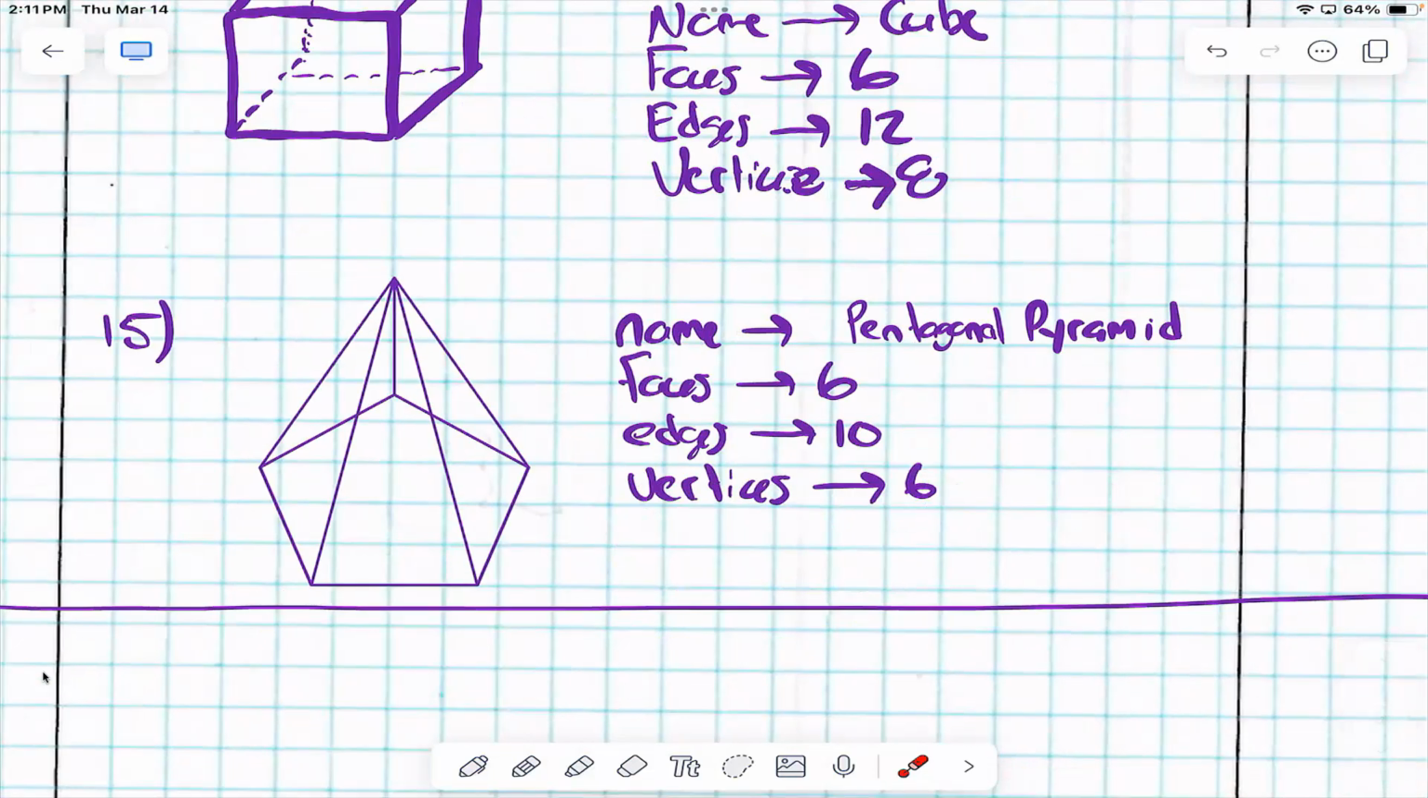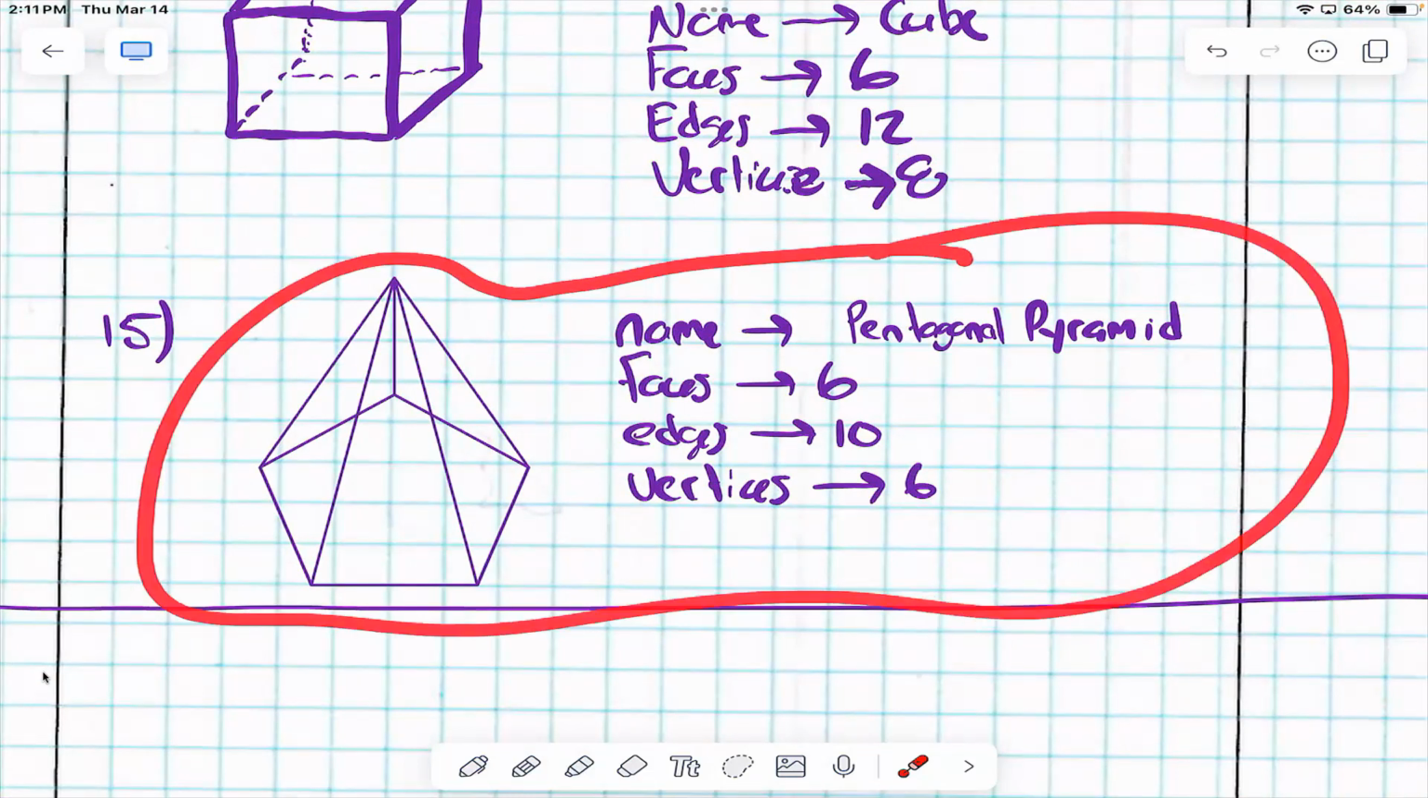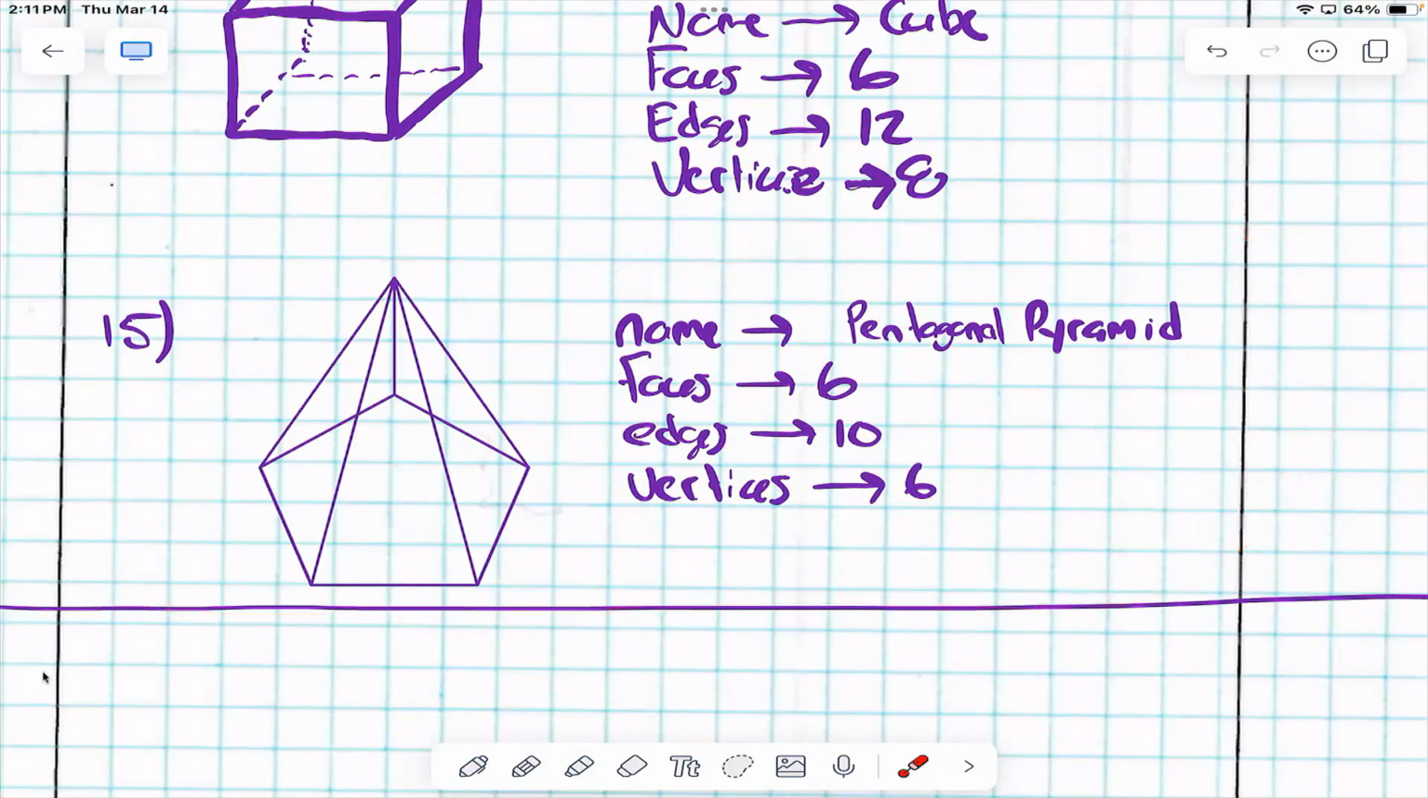Why is this shape called a pentagonal pyramid? What is the base? What shape is this base here? It's a pentagon, and then all of the sides go up to a single point, right? In any pyramid, we're always going to have what as the sides? Triangles, except for the base. The base doesn't necessarily have to be a triangle, right? We good?